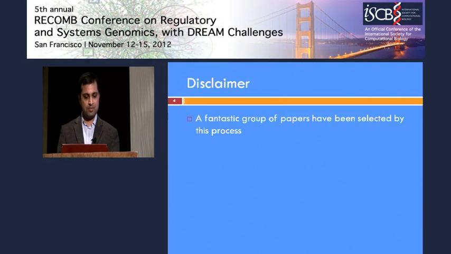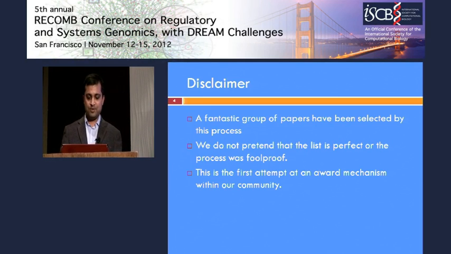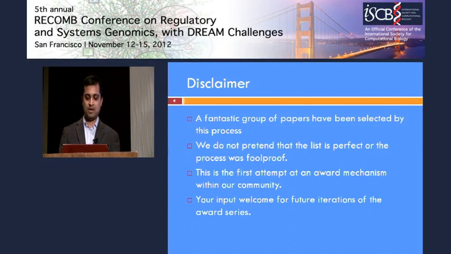A short disclaimer: I think we've got a fantastic group of papers coming through the selection, but we do not claim or pretend that this list is perfect, complete, sound, or that the process was foolproof. Don't sue us. This is the first attempt that we made at an award mechanism which I think should serve the community in some ways. We definitely welcome your input for future iterations of this newly instituted award series.